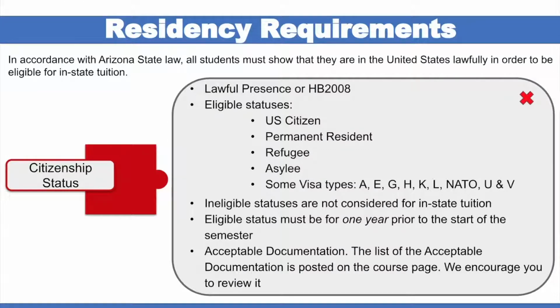If a student does not have an eligible citizenship status, they will not be considered for in-state tuition, no matter how long they have lived in Arizona. The eligible citizenship status start date must be for 1 year prior to the official start date of the semester in which they apply for in-state tuition. We only accept certain documentation from students to verify their citizenship status. The list of the acceptable documentation is posted on our course page. We encourage you to review it.